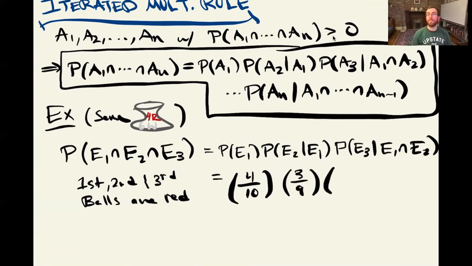What about the third ball? Well, what this means right here is we're assuming the first 2 balls are red. So we've only got 8 balls left. 6 of them are still white because we haven't picked any white balls yet. And then I've got 2 red left. So 2 out of 8 chance that that third ball is going to be red.